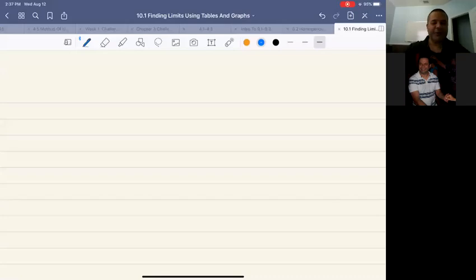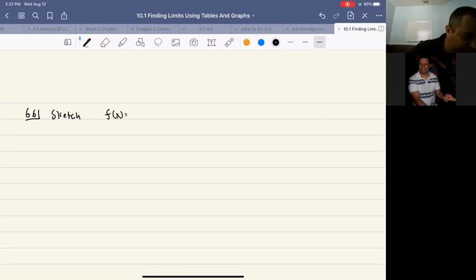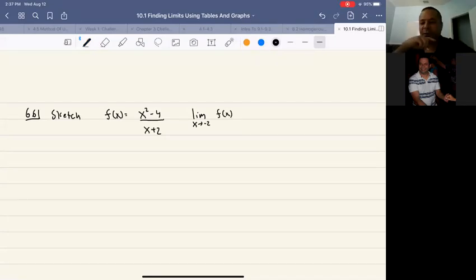All right, so let's do a couple more problems. So number 66, we're going to sketch f of x equals x squared minus 4 over x plus 2. And we're going to take the limit as x approaches -2 of f of x, okay?